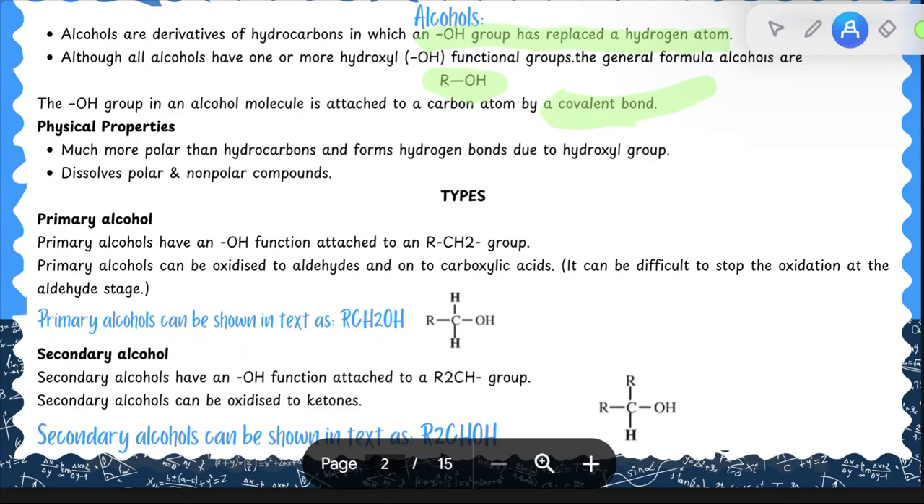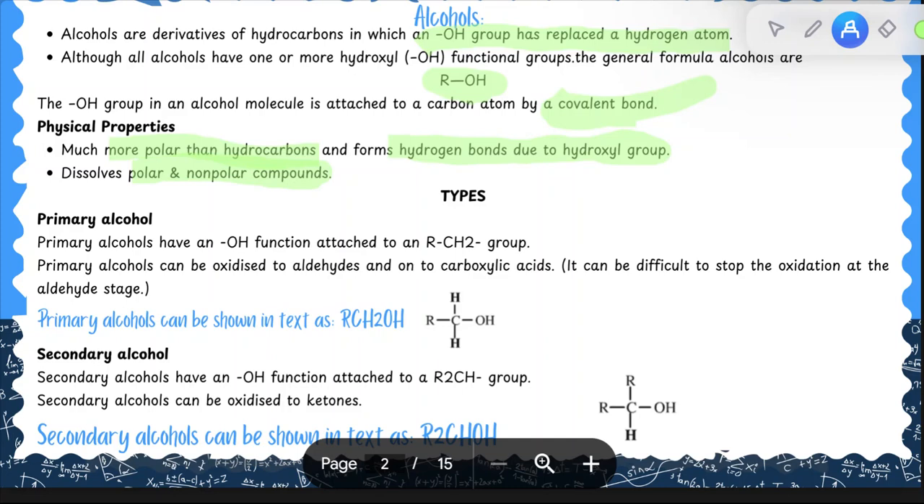ठीक है, so their physical properties are that they are more polar than hydrocarbons and because of this property they can form hydrogen bonds क्योंकि उनका hydroxyl group जो है वो polar होता है and they can dissolve polar and non-polar compounds.